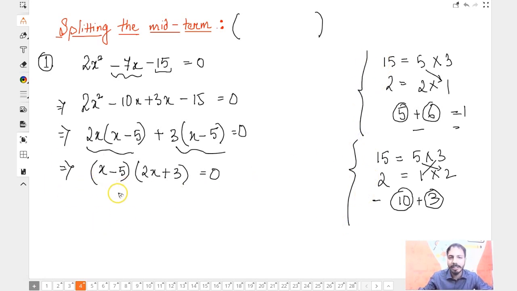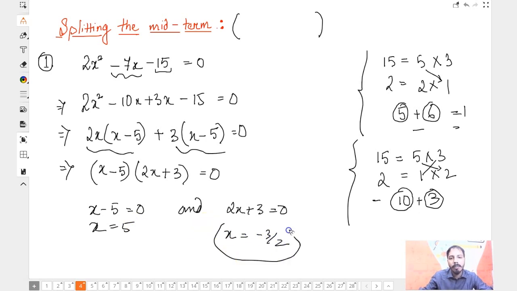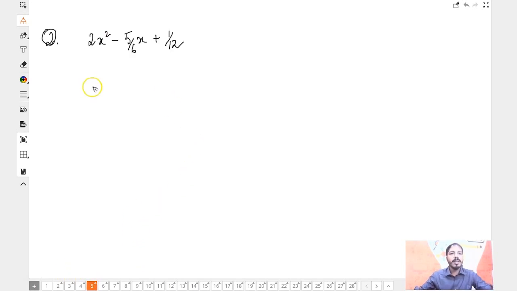Now once I have factorized it, I can equate these to 0. From here I can write x minus 5 is equal to 0 and 2x plus 3 equal to 0, that is x is equal to 5 and x is equal to minus 3 by 2. So these are the zeros of this quadratic equation. That means if I put x is equal to 5 here, I will get 0. Or if I put x is equal to minus 3 by 2 here, I should get 0. So let's take the next question and see if we can apply this.